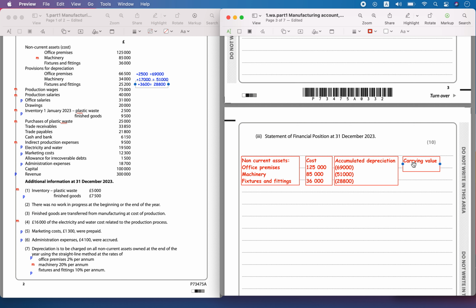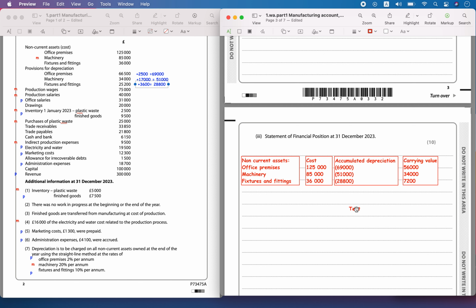The carrying value is going to be 125,000 minus 69,000, that's going to be 56,000. So that's the carrying value for the office premises. Likewise you calculate 85,000 minus 51,000, that will be around 34,000, and then you have 36,000 minus 28,800, which will be around 7,200. So these are the carrying values of the assets.